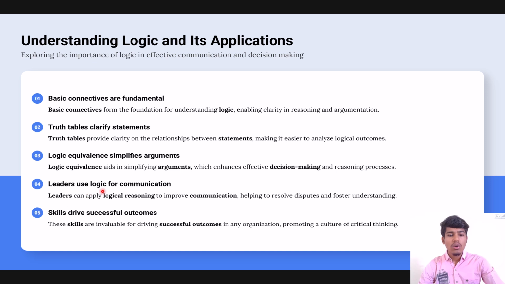Leaders use logic for communication. Leaders can apply logical reasoning to improve communication, helping to resolve disputes and foster understanding. Skills drive successful outcomes: the skills are invaluable for driving successful outcomes in any organization, promoting a culture of critical thinking.